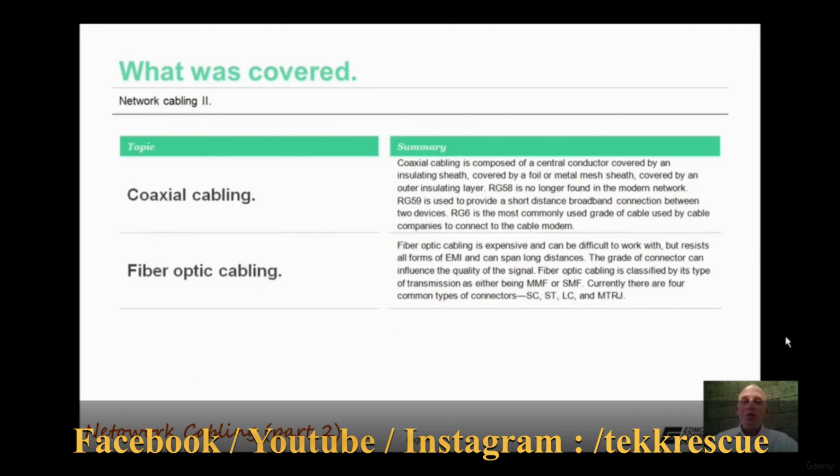Now that concludes this session on network cabling part 2. I talked about coaxial cabling and I concluded with fiber optic cabling.